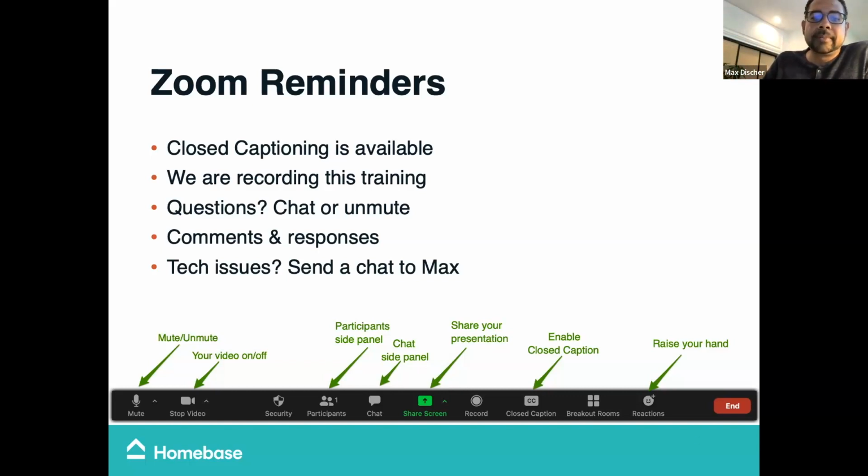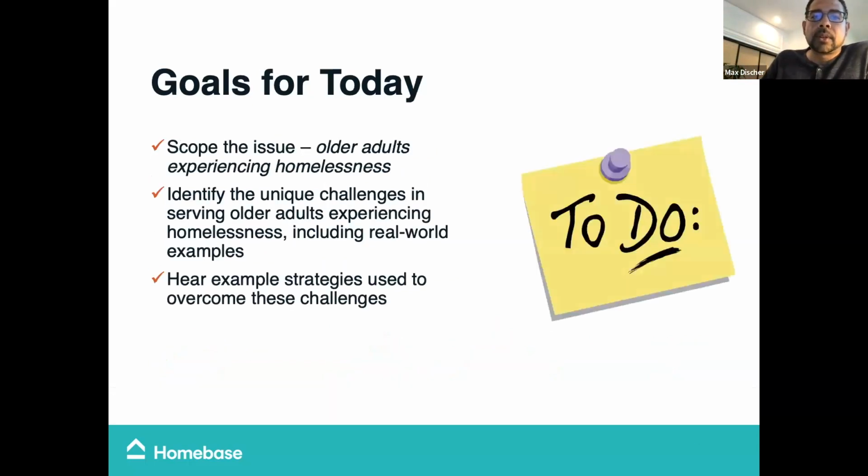Okay. Let's talk about the goals for today's training. First thing we want to do is scope the issue. So what is it? What is the nature of this issue? Older adults experiencing homelessness. Then we'd like to identify some unique challenges in serving older adults experiencing homelessness, including through some real world examples. And we'd also like to go over some example strategies that could be used to overcome some of those challenges.